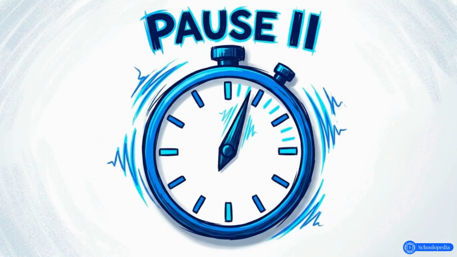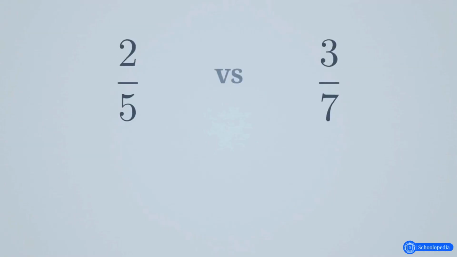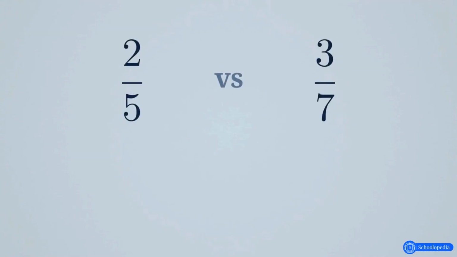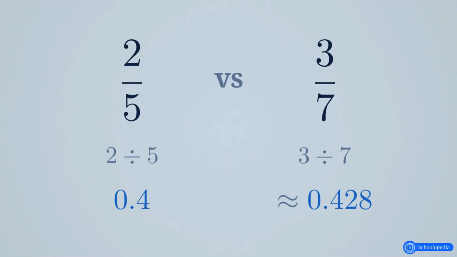I'm going to put the next numbers on screen. Pause the video and try converting them yourself before we solve it together. Here is a fraction battle, 2/5 versus 3/7. 2 divided by 5 is 0.4, and 3 divided by 7 is roughly 0.428. Adding 2 zeros to the left matches the decimal lengths. 400 is smaller, meaning 2/5 is less than 3/7.